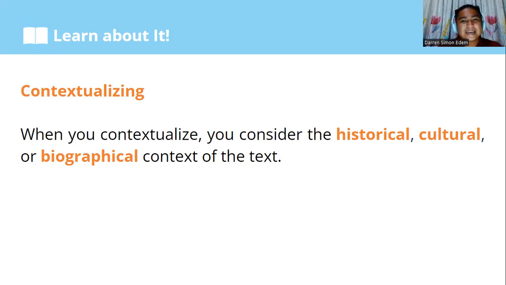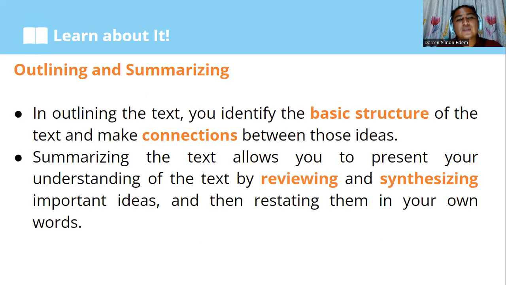When was it written? What were the happenings during those times? What were the cultural influences during those times? And who was writing it? Next, in outlining and summarizing, we need to consider the following. You need to identify the basic structure of the text and make connections between those ideas. Since we are trying to outline, we are trying to organize, we are trying to pile a particular idea based on the connections it makes on the basic structure of the text.